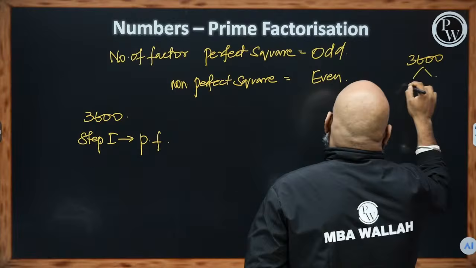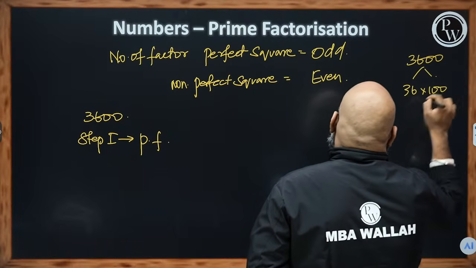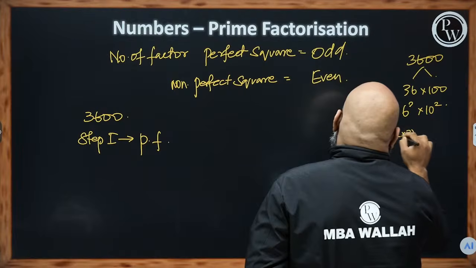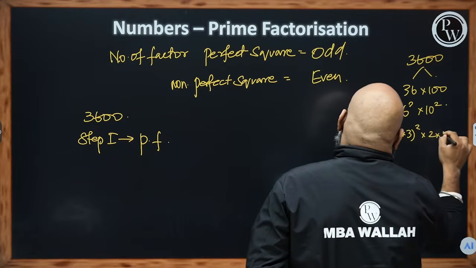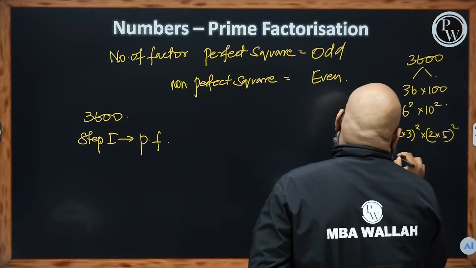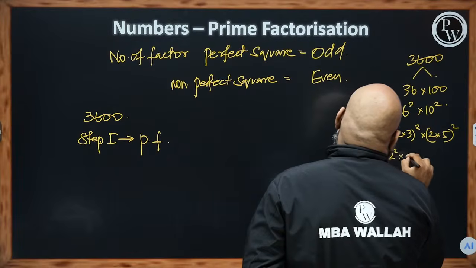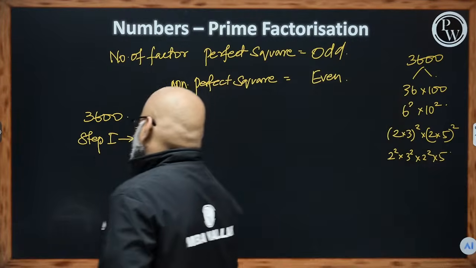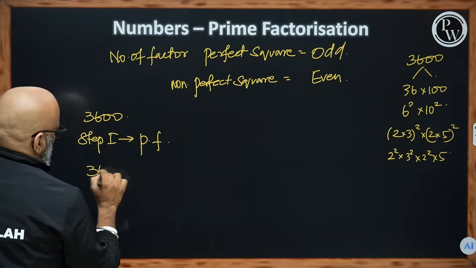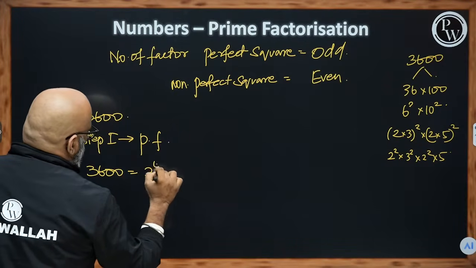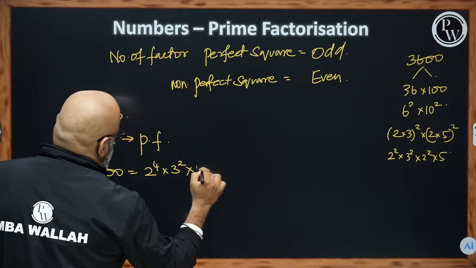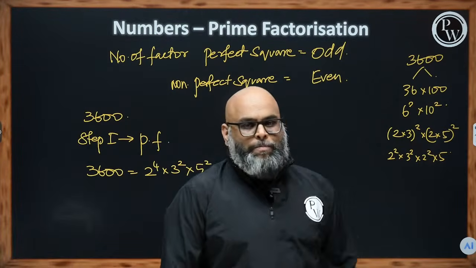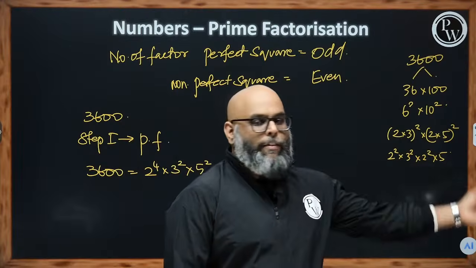I can think about this as 36 into 100, 6 square into 10 square, 2 into 3 the whole square into 2 into 5 the whole square, 2 square into 3 square into 2 square into 5 square. So 3600 will have 2 power 4 into 3 square into 5 square. You cannot have 2 square and 2 square. You cannot have 6 square into 2 square into 5 square.